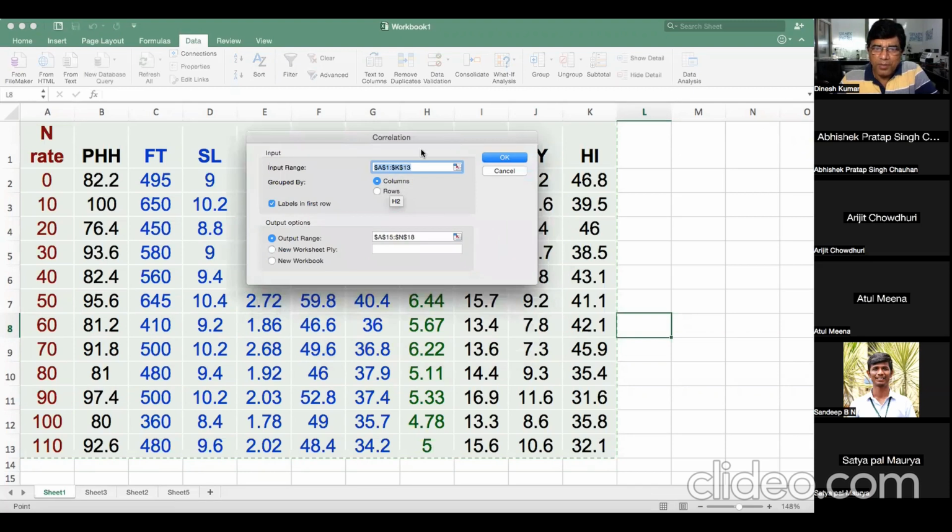I think you may not be able to see it. Can you see this correlation and input range? This is screen. Yes, sir.